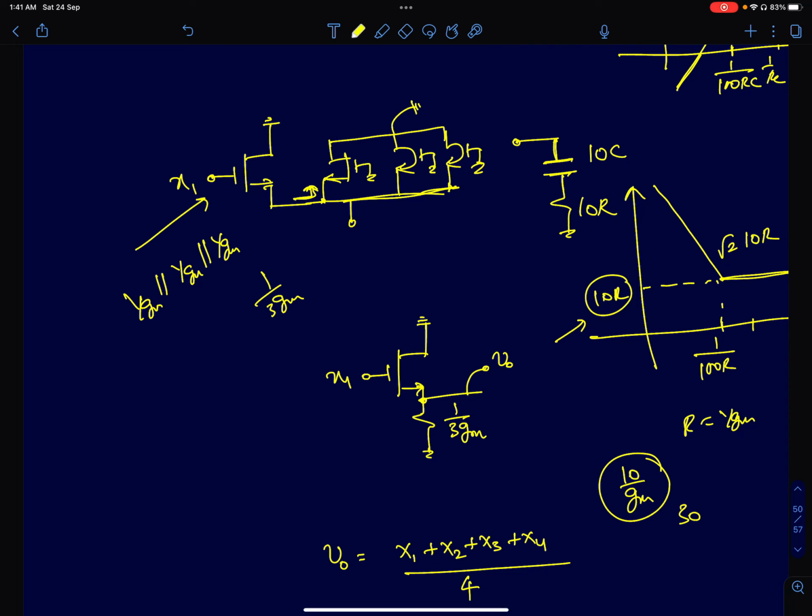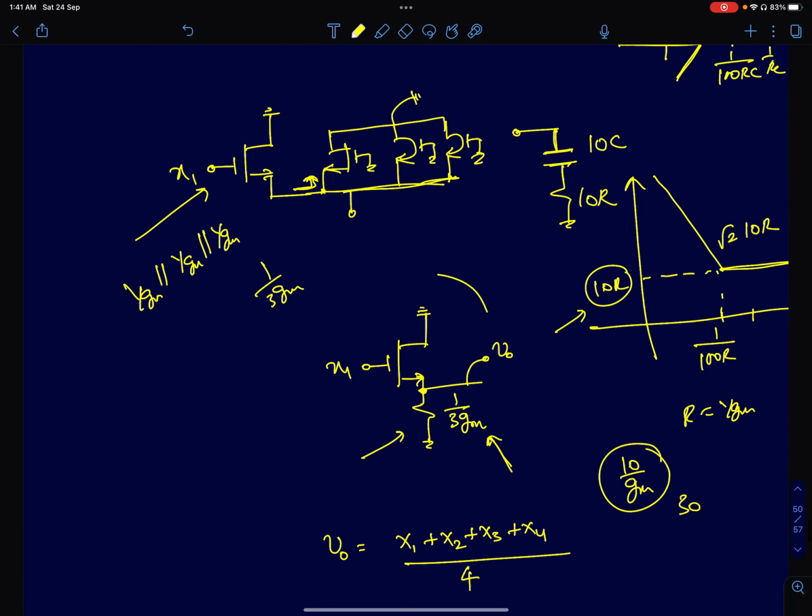When you put two resistances in parallel, the smaller resistance will always dominate. And when the larger resistance is 30 times larger, the parallel equivalent of the two resistors will very closely be equal to the smaller resistance itself. So therefore, you get it as 1 by 3 gm. Now, I have a load resistance of 1 by 3 gm. You can immediately analyze the circuit.